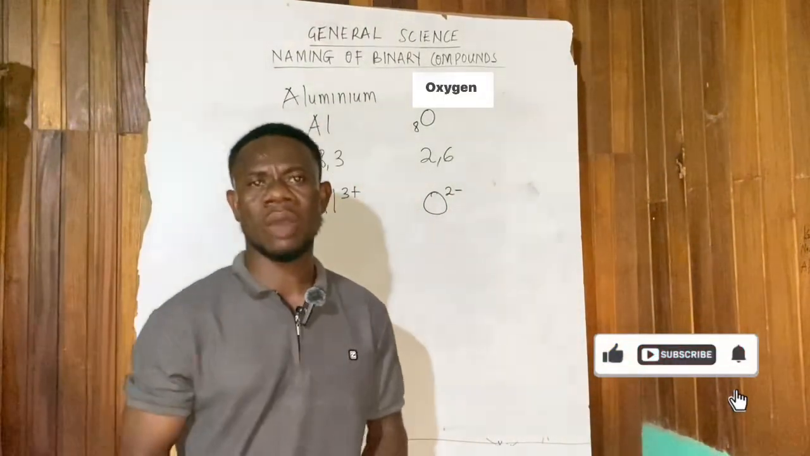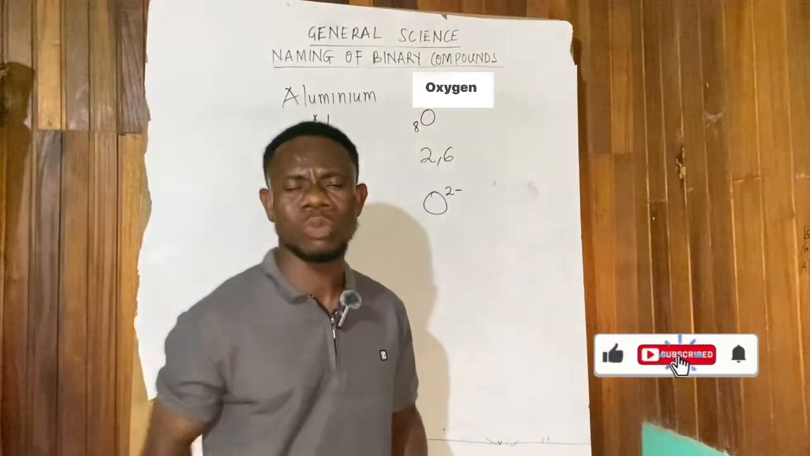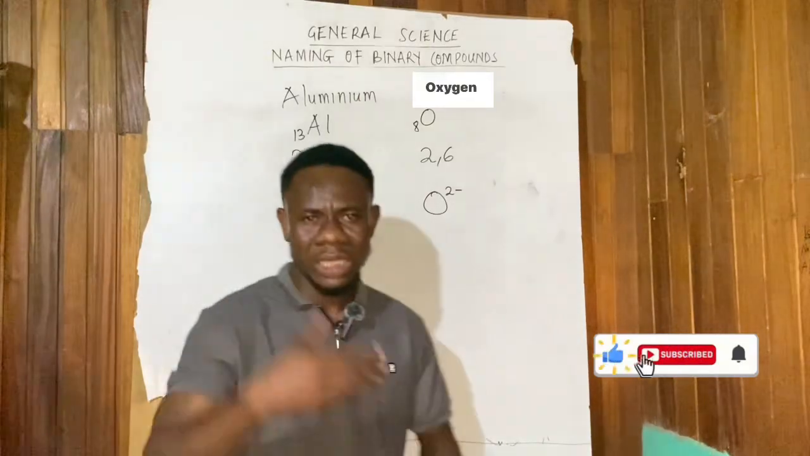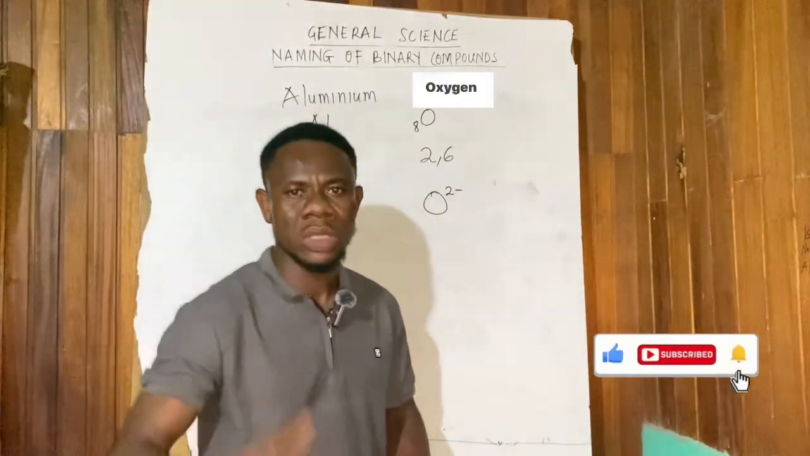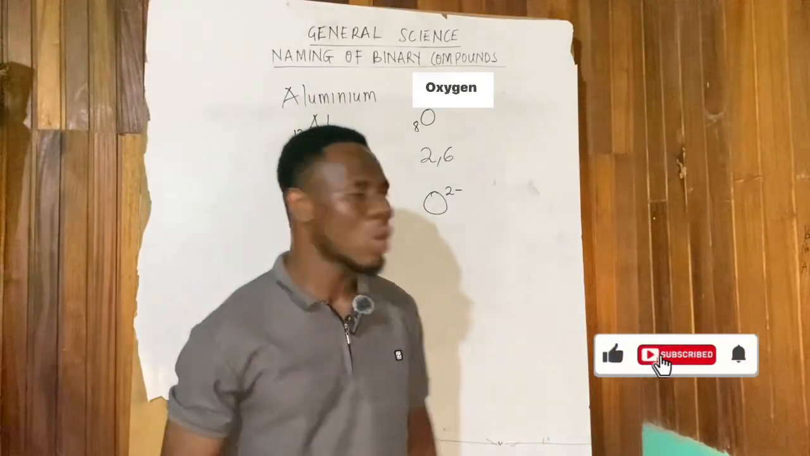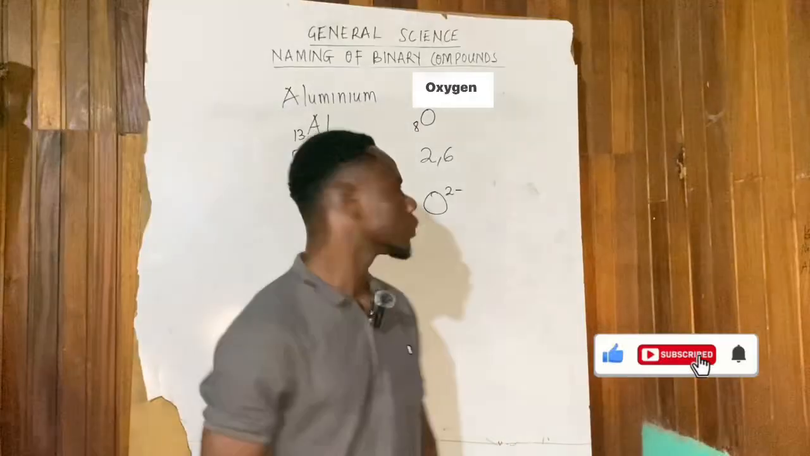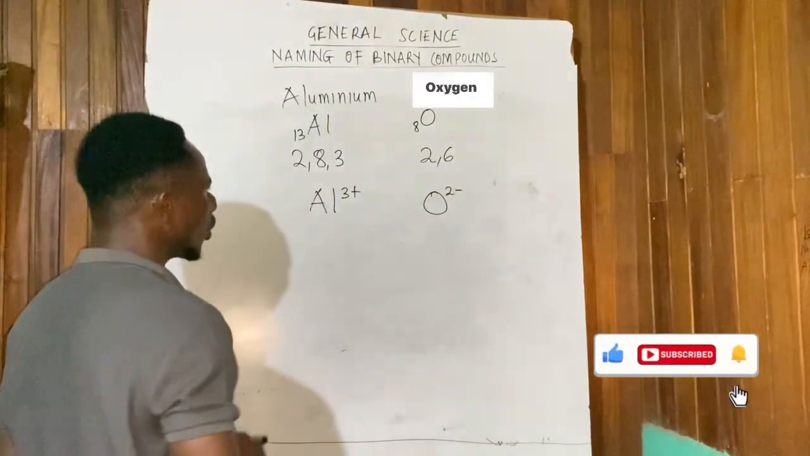Now don't forget, all the non-metals, they have negative. It means they will gain to become negative. They gain to become negative, and for the metals, they lose to become positive. And when they lose, they become stable. And these two, when they gain, they also become stable. This is 3 plus, this is 2 minus.